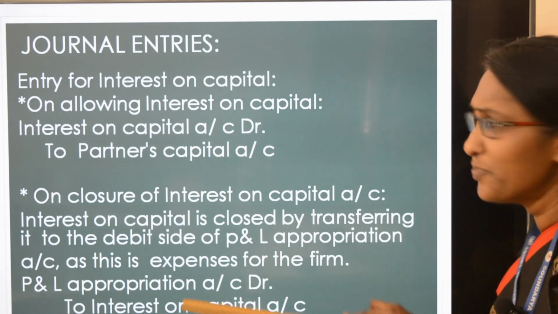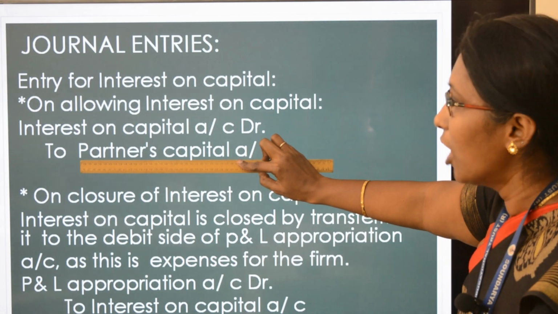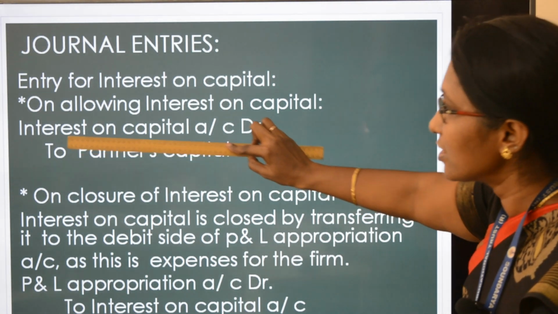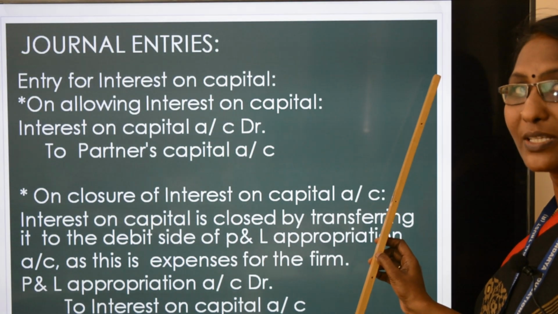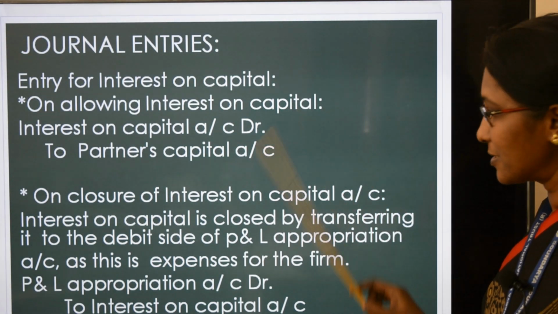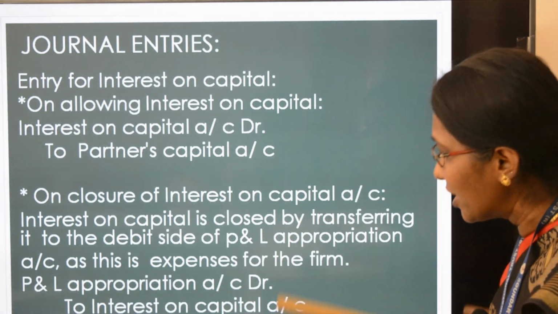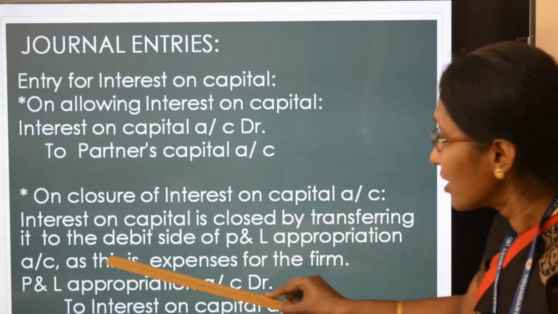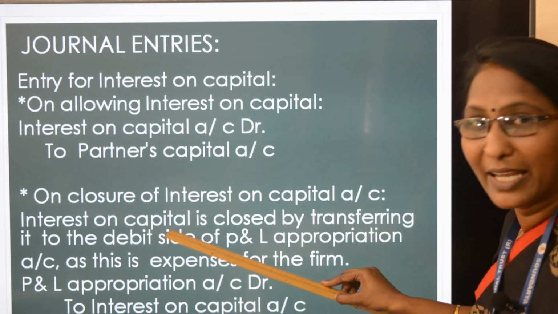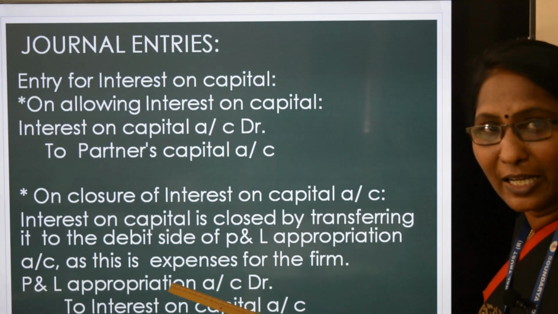Is it clear? So when we prepare partners capital account or partners current account, this interest on capital we write in credit side because it is an income to the partners. If we prepare P&L appropriation account, this interest on capital we enter in which side? Debit side, because it is an expense to the firm. Is it clear? Yes.